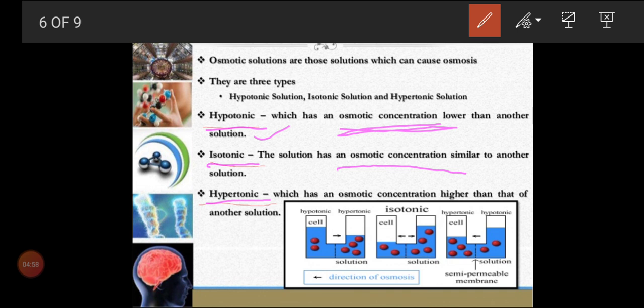And if you tasted the hypotonic solution, it means it is not that strong. You would be able to drink even a whole glass of water with the whole glass of solution itself. So hypotonic means less number of solute, isotonic means equal number of solute, and hypertonic means more number of solute. So here, the solution which has an osmotic concentration higher than that of the other solution, we'll call this one a hypertonic solution.